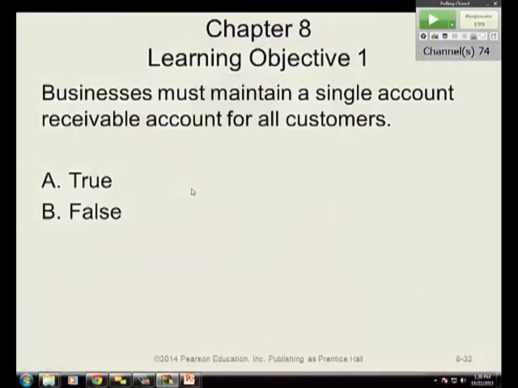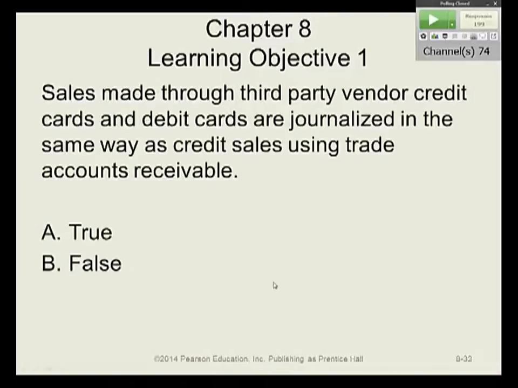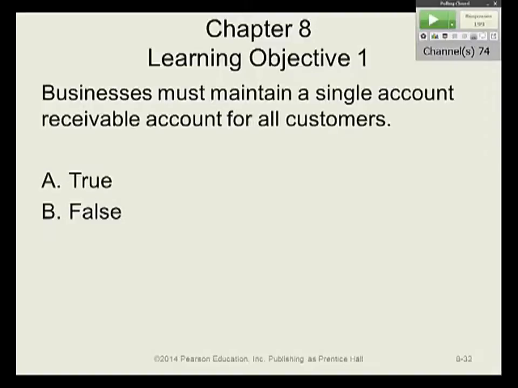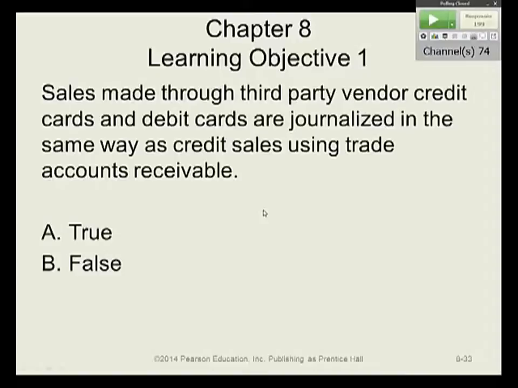All right, let's do another one. Okay. Now, this one, let me ask you this one. Sales made through third party, question? Yes. They do need one for every customer. Yeah, okay. All right, I'll go back to that one. I'll correct that one.